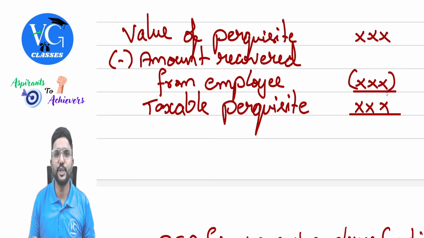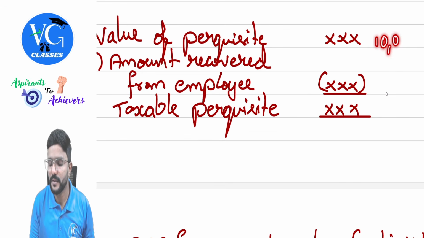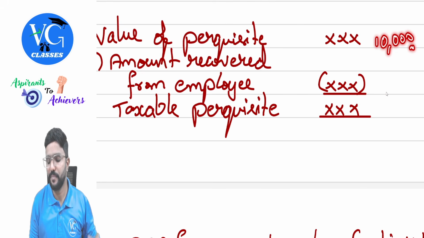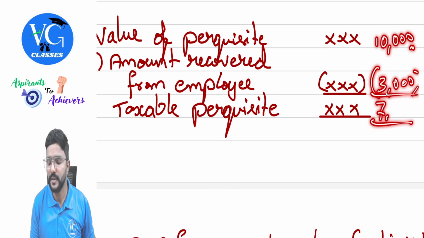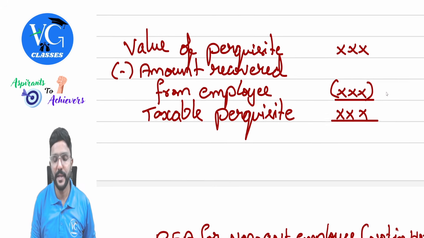For example, assume employer is giving benefit to the employee whose value is 10,000. But employee is paying 3,000 for it. That means what is the net benefit the employee is enjoying? 7,000. So how much would be taxable as perquisite in the hands of employee? Only 7,000. Clear? So this is a common rule while valuing any perquisite, guys.